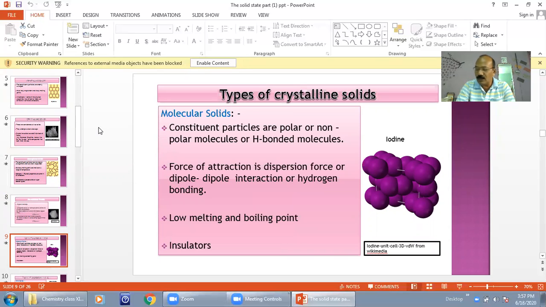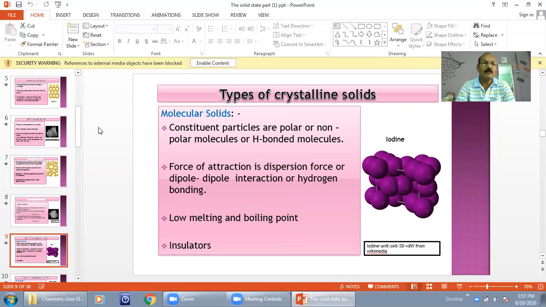That is molecular solids, ionic solids, then metallic solids, covalent or network type of solids. These are the four types of crystalline solids. So what are molecular solids? Molecular solids are those in which constituent particles are polar.